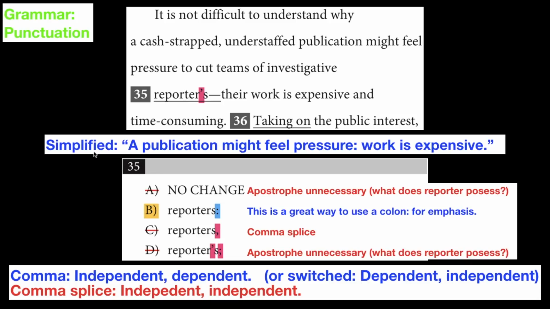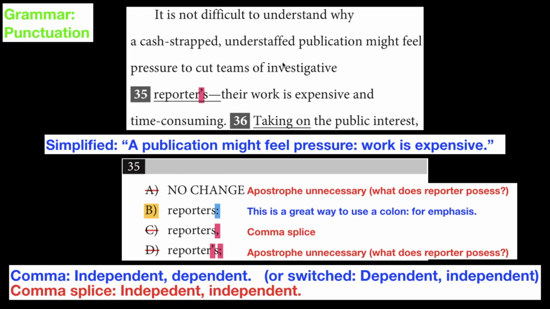So we've got the simplified sentence: a publication might feel pressure, work is expensive. And in the original, you've got to change it because this apostrophe is unnecessary. Like the apostrophe here would indicate that the reporter possesses something. That's a possessive. The reporter's work, the reporter's camera, the reporter's money, all that stuff. So here, what does the reporter possess?